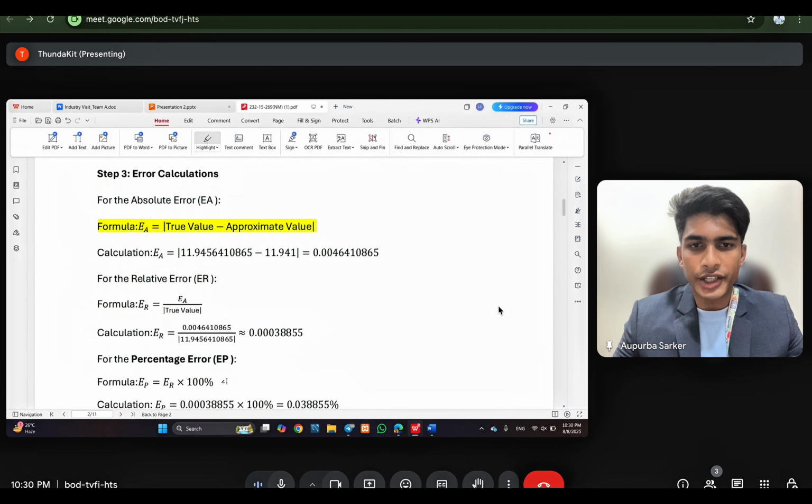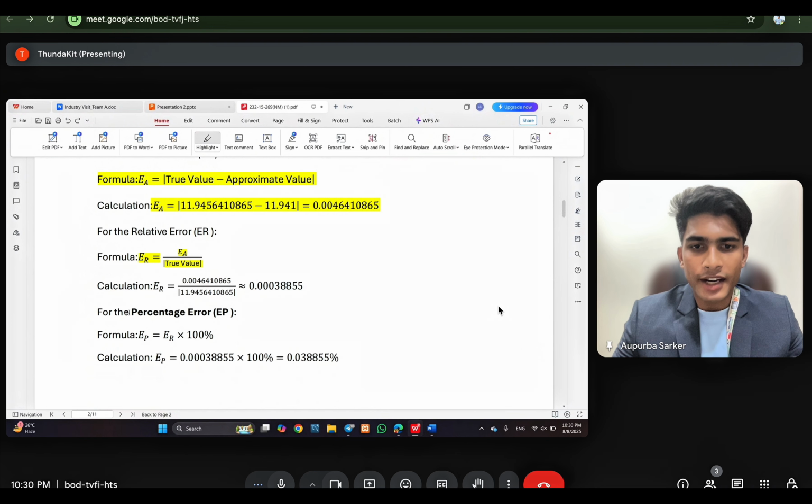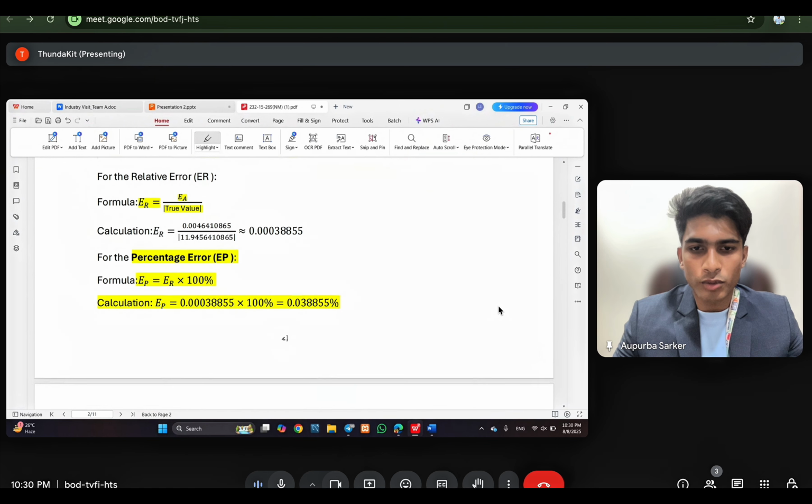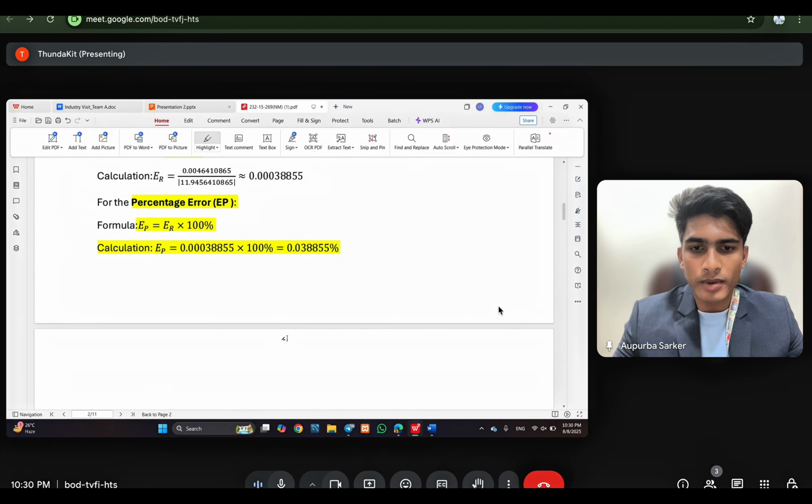To find the absolute error, we use this formula. Absolute error equals true value minus approximate value. To get the relative error, we divide the absolute error by the true value. Relative error equals absolute error divided by true value. And finally, for percentage error, we multiply the relative error by 100. Percentage error equals relative error times 100%. Using those formulas, we will now solve the problem step by step in the upcoming slides.